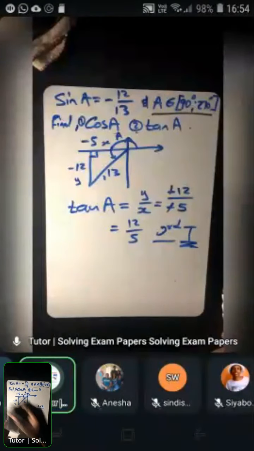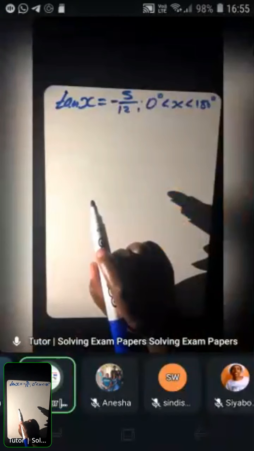Okay, so now let's have a look at the next problem. In this case, again, we are just given a statement where they say if tan x is equal to negative 5 over 12, x between 0 and 180 degrees. Use a sketch, no calculator, to determine the value of 3 sine x minus 2 cos x. Remember to refer to that information that I sent in the group.